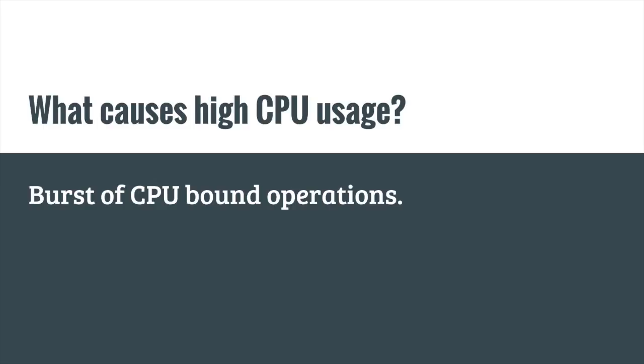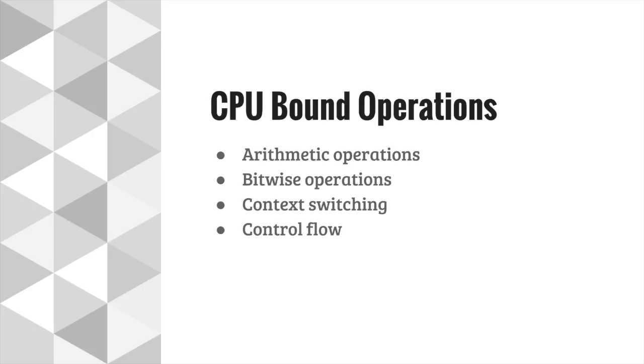High CPU usage is caused by a burst of CPU-bound operations. So let's take a look at what CPU-bound operations are. We have several categories. First, there are arithmetic operations. These are the add, subtract, multiply, and divide operations that are issued to the CPU. There are also bitwise operations, which work on the registers. These are for comparison or bit shifting. If you ever work in assembly, you should be familiar with these instructions that are issued by the CPU.